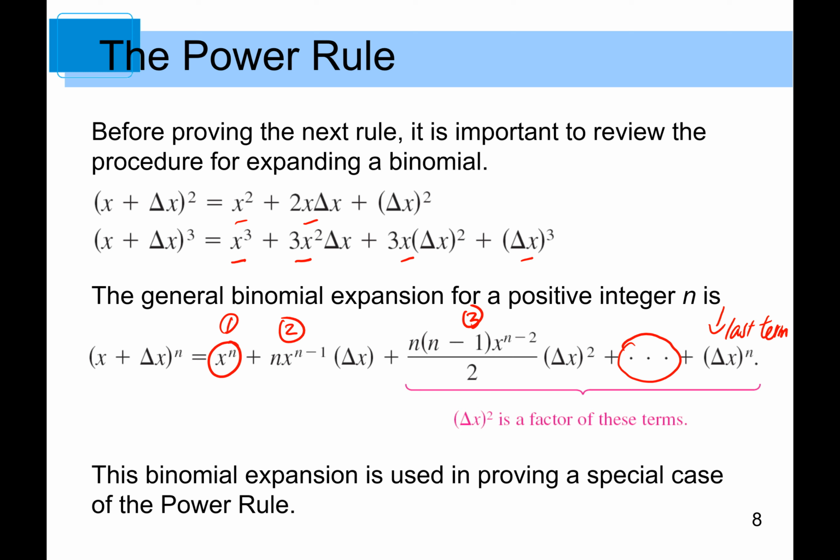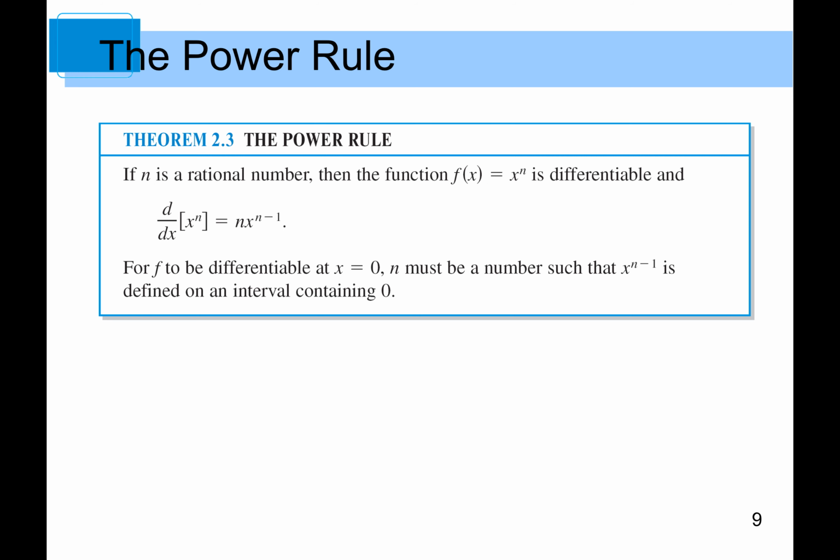As you can see, starting from the third term until the last term, the exponents of delta x are greater than or equal to 2. So delta x squared is a factor of these terms. I'll show you why this is important when we prove the power rule. So binomial expansion is used in proving a special case of the power rule. Okay, I'm going to show that in a second.